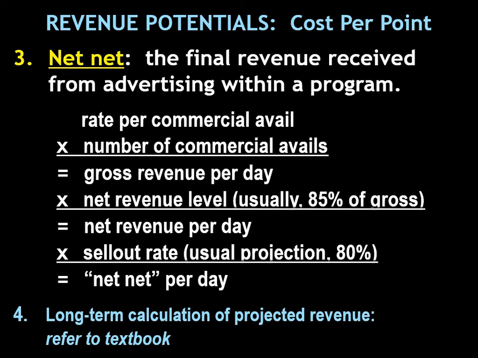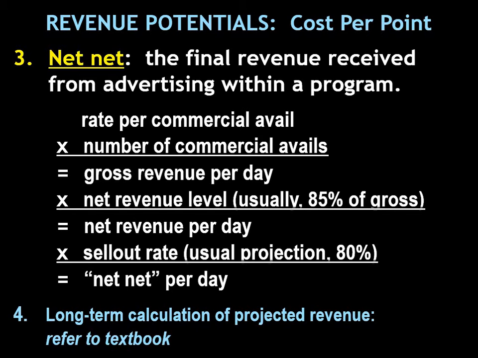If it's a certain value, whatever it costs to buy one 30-second spot or one 60-second spot. Usually we talk about it in terms of 30-second spots in television. So the rate per commercial avail, how much you're paying for each individual slot, times the number of slots that are available, the number of avails.